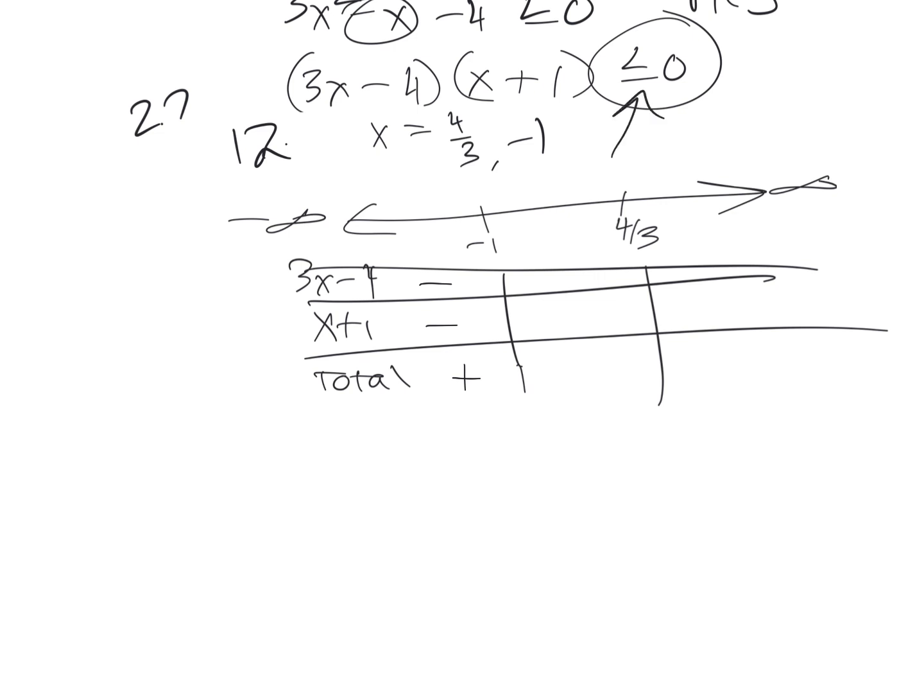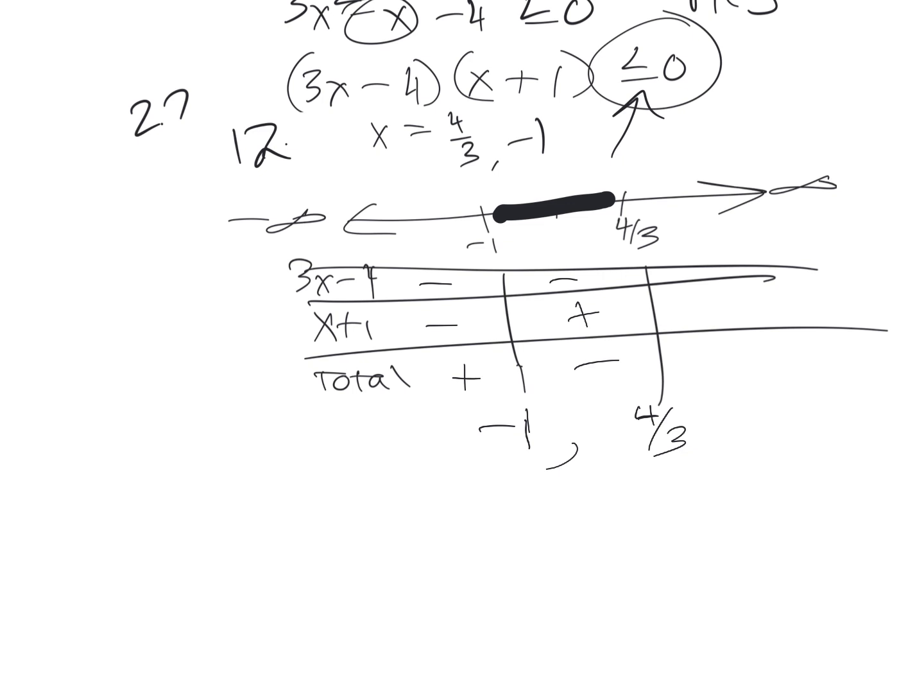Between negative 1 and 4/3 is 0. 3 times 0 is 0 minus 4 is negative. 0 plus 1 is positive. Negative times a positive is negative. So from negative 1 to 4/3, we want that interval. Okay, so we're shading between there.